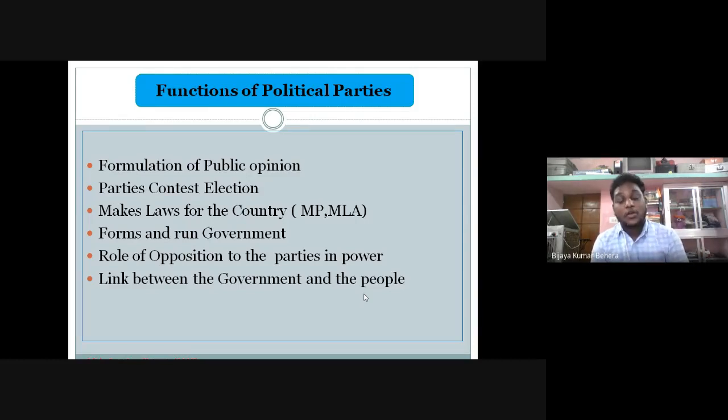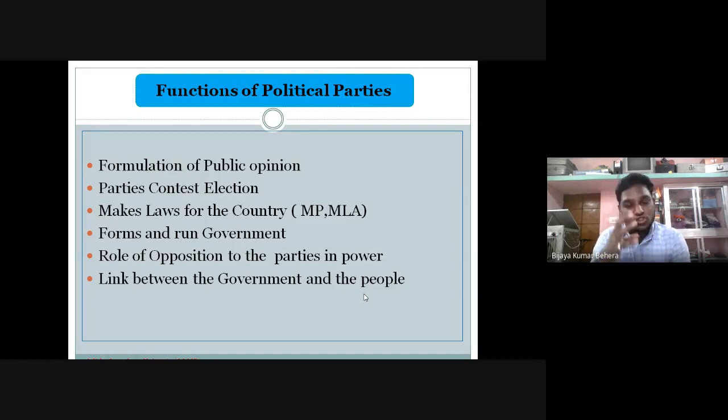They make rules and regulations for their own interest. They never think about the national interest. They never think about the interest of the state. They never think about the interest of the people. That's why, as compared to the ruling party, the opposition party is also most important, because they oppose the functions of the ruling party, whatever activities of the ruling party are not proper, they oppose those rules and regulations.